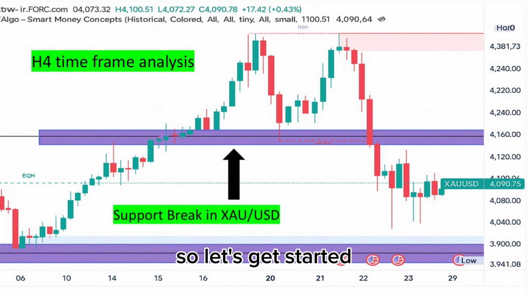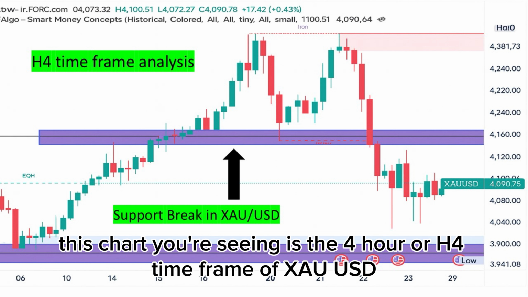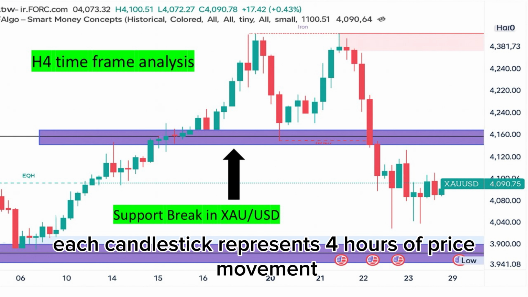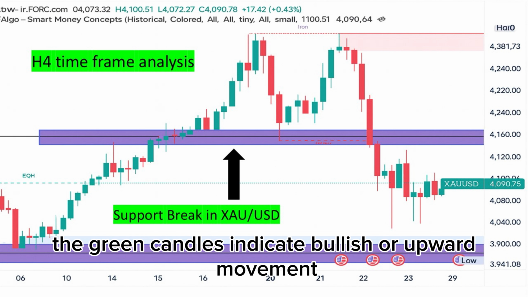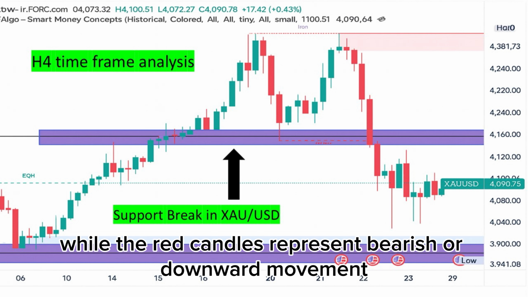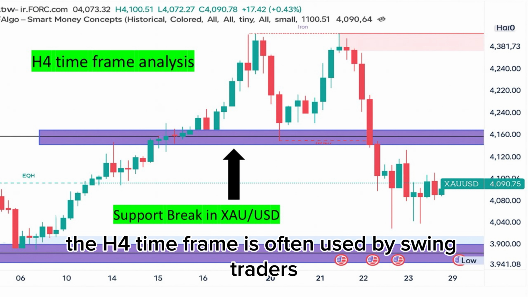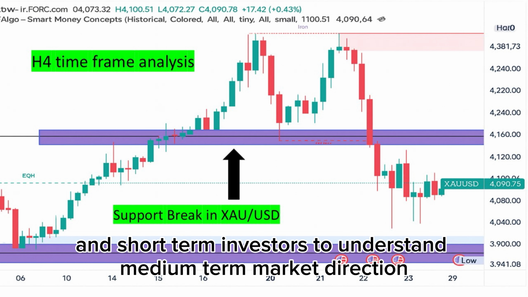So let's get started. This chart you're seeing is the 4-hour or H4 time frame of XAU USD. Each candlestick represents 4 hours of price movement. The green candles indicate bullish or upward movement, while the red candles represent bearish or downward movement. The H4 time frame is often used by swing traders and short-term investors to understand medium-term market direction, typically over a few days.